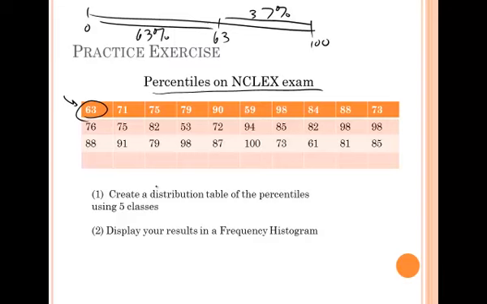Anyway, so these are percentiles for, let's see how many scores, 1, 2, 3, 4, 5, 6, 7, 8, 9, 10. So that must be 30 test takers, right? So out of the 30 test takers, these are the percentiles. So one thing that you can try to do is create a distribution table of the percentiles using the 5 classes and display your results in a frequency histogram. We're not going to do it in this video, but download this PowerPoint from the appropriate block and try to do that yourself. Okay, we can talk about that in class as well.